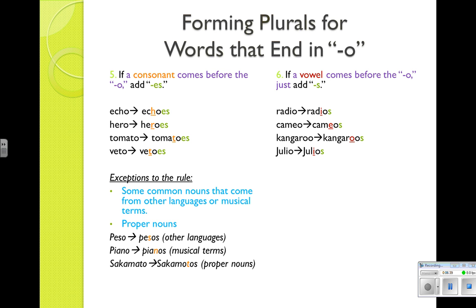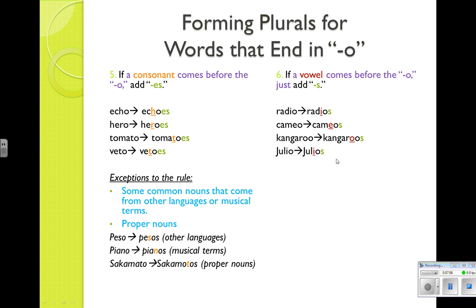So you can see this rule is very similar to the rule for Y, and you want to kind of mentally make that connection. So echo, see how there is an H here before the O, that's a consonant, so add ES. For heroes, we have an R as our consonant, so we add ES. Tomato, we have a T, so we add ES. And we have also another T in vetoes, we add ES.